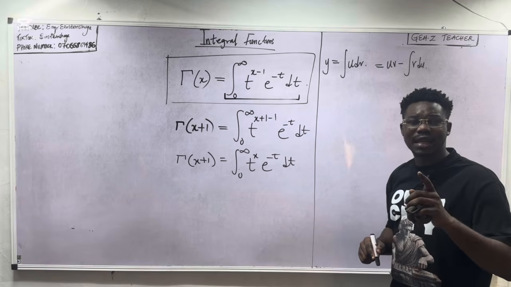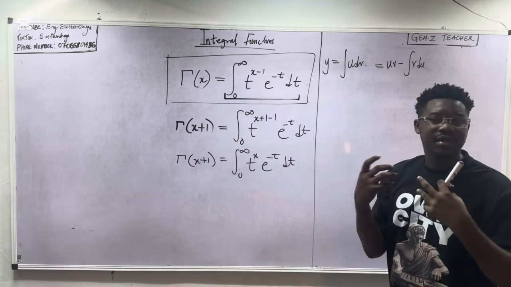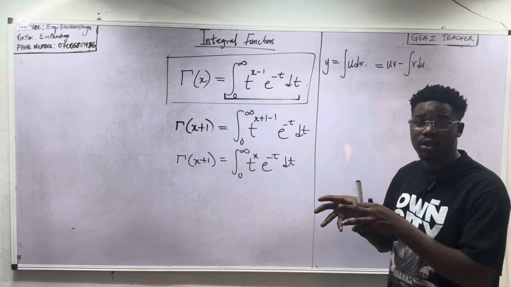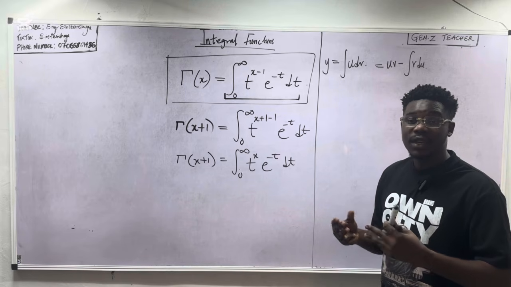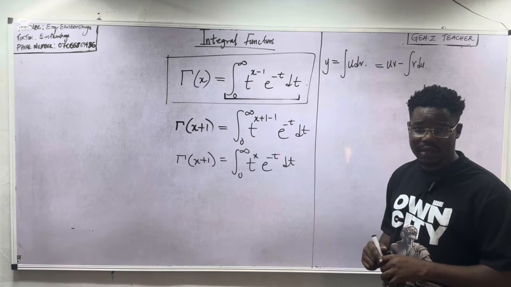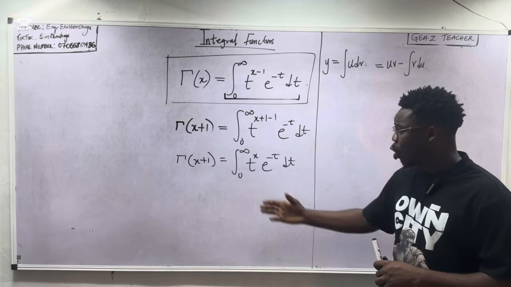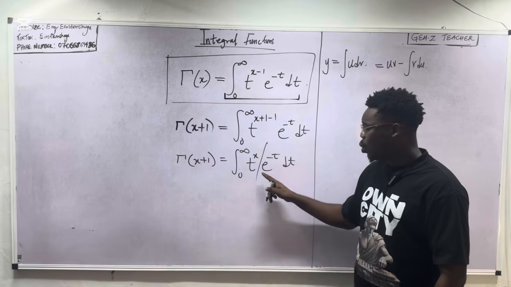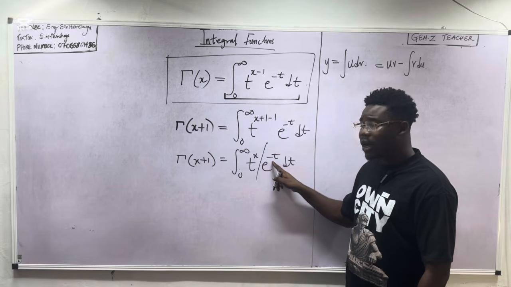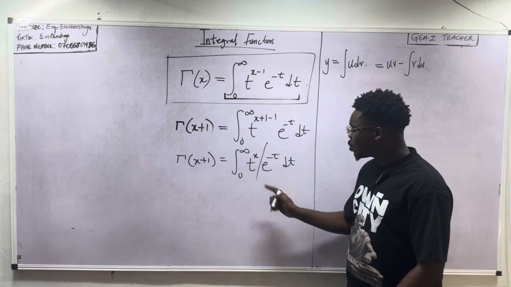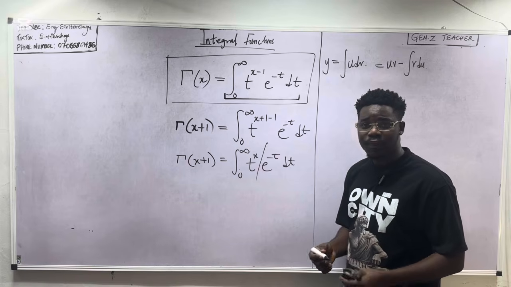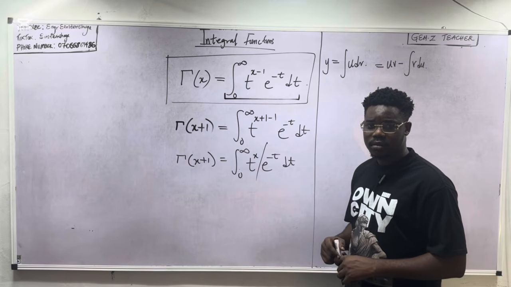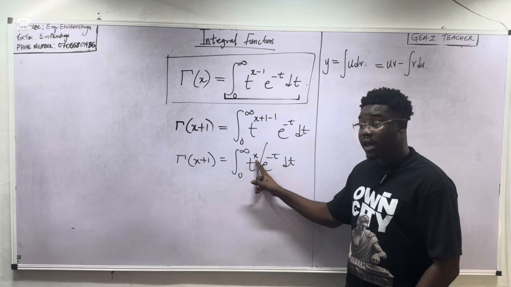Now you always take priority to what you give the function u. Your function u should be the function that when you differentiate, it can easily get to a constant. That's a simple trick you apply. So coming back to our function here, we have t raised to power x, and we also have e to the power of negative t. Which of these two functions, when we differentiate, easily gets to a constant? That should be t raised to power x.